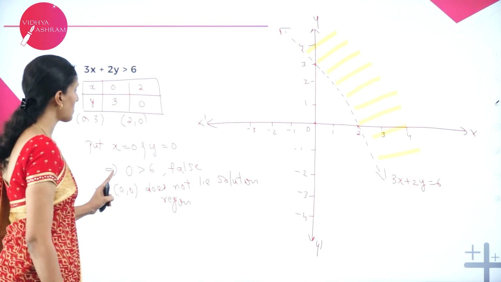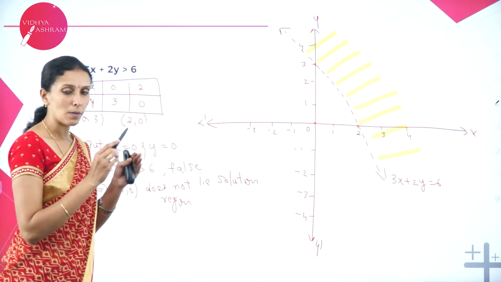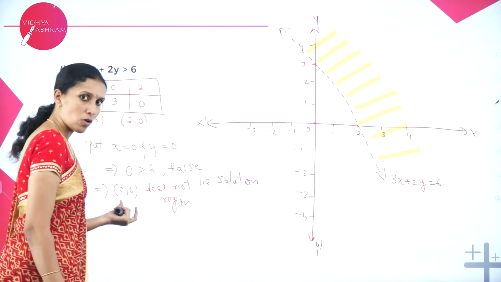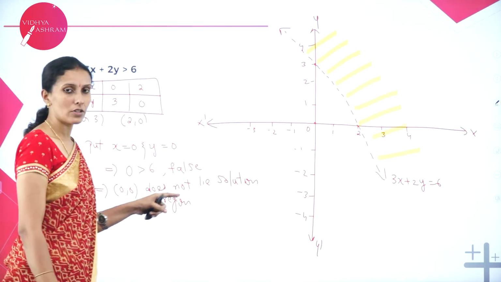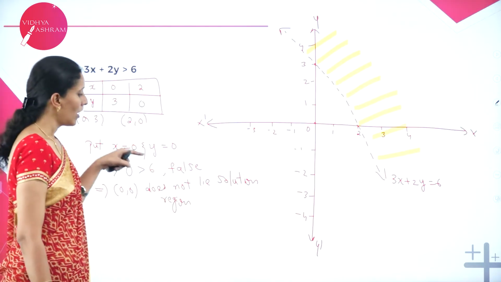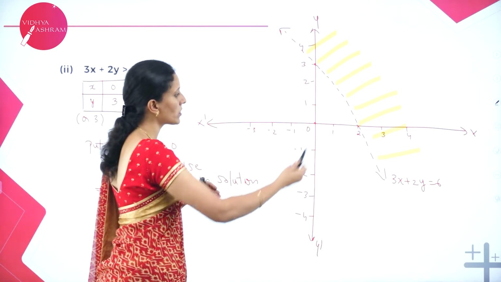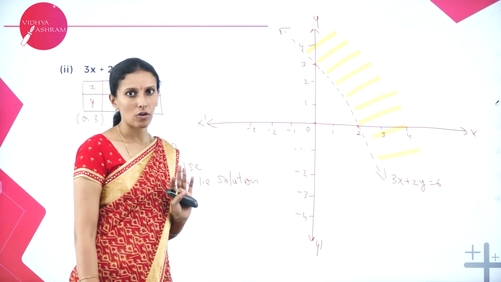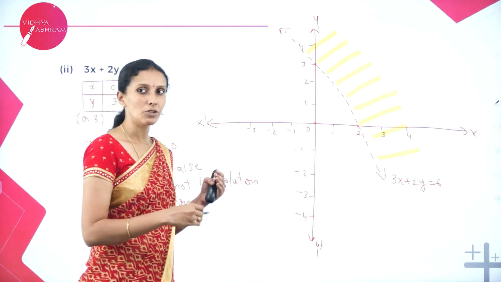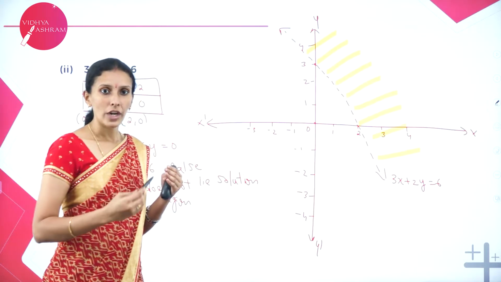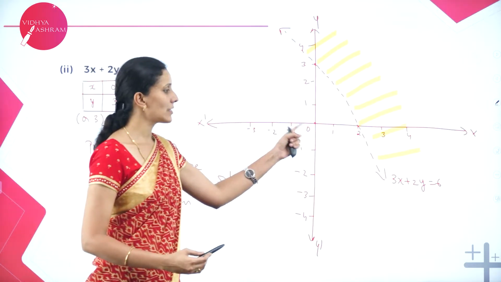Just substitute the value of 0, 0, and you are supposed to identify whether 0, 0 lies in the solution region or does not lie in the solution region. If it is not in the solution region, then you shade the exact opposite side of the point 0, 0. If it is inside the solution region, then you shade the region which contains the point 0, 0.